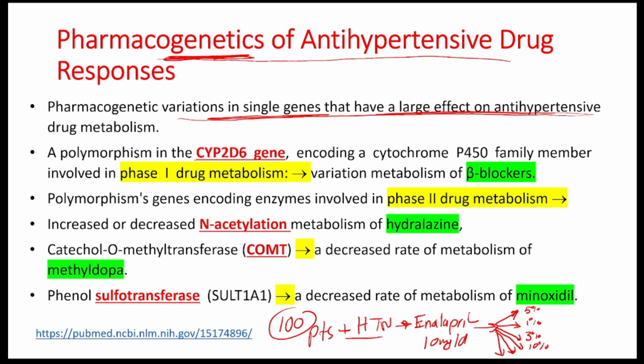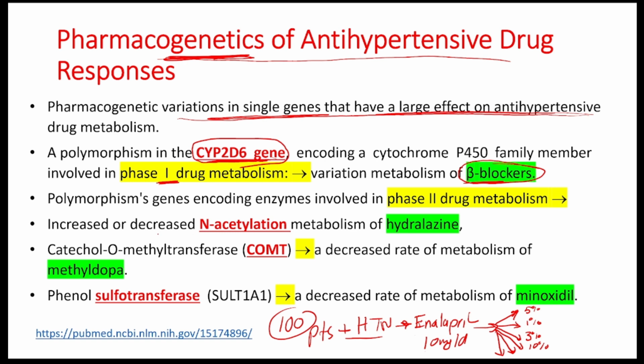One example here is polymorphism in the CYP2D6 gene, encoding a cytochrome P450 family member that is responsible for phase 1 metabolism, and this is responsible for variation in beta blocker metabolism. So if the patient has any defect or abnormality in this 2D6 gene, the response towards beta blockers will not be the same as in a normal person. Okay, moving to the next one.